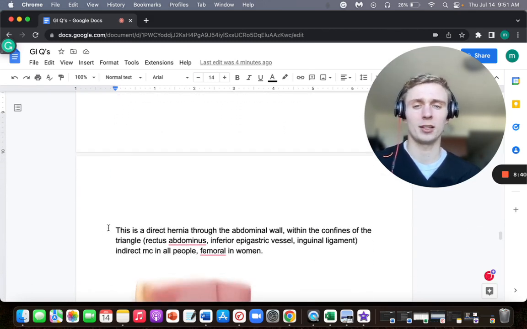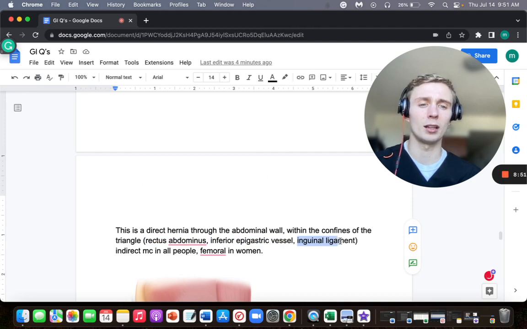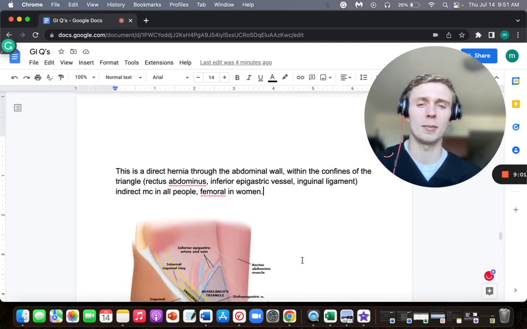So Hesselbach's triangle is going to be a direct hernia through the abdominal wall. Within the confines of the triangle is the rectus abdominis medially, the inferior epigastric vessel laterally, and the inguinal ligament inferiorly. So I'll have a picture of that here. Indirect is the most common in all people, but femoral is the most common in women. So even if they give you a female and ask what's the most common hernia for her, it's still going to be indirect. It's just important to know that femoral is more common in women overall. But remember, inguinal indirect is still the most common in all people.